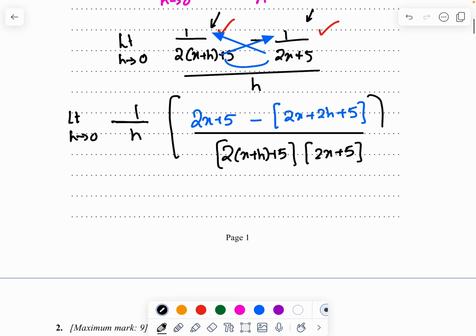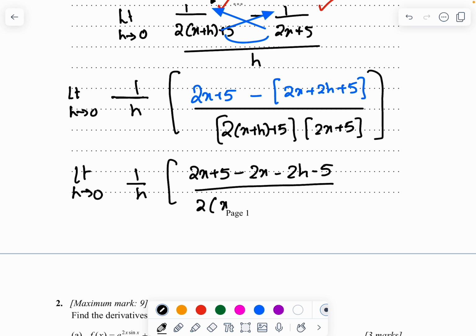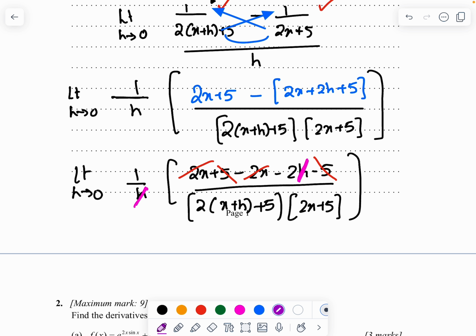Now you have to simplify this one further. So limit h approaches 0, 1 upon h. This becomes 2x plus 5 minus 2x minus 2h minus 5, divided by, no need to expand this because anyway we are going to plug in h as 0. Now you see everything is about simplification. So 2x gets cancelled, 5 gets cancelled, and this h and h get cancelled. Follow the color coding, and the h over here becomes 0. h over here becomes 0.